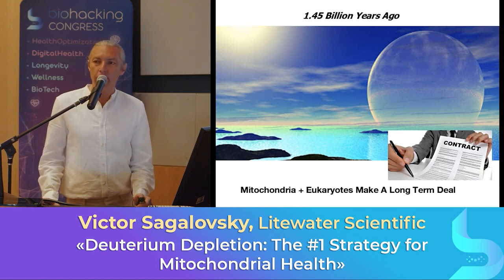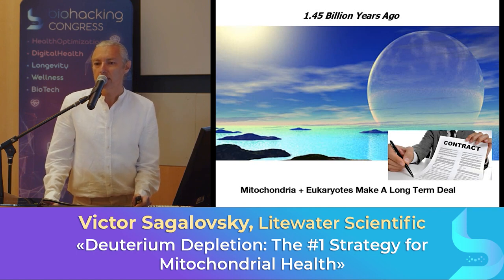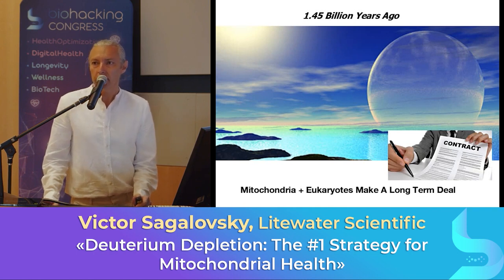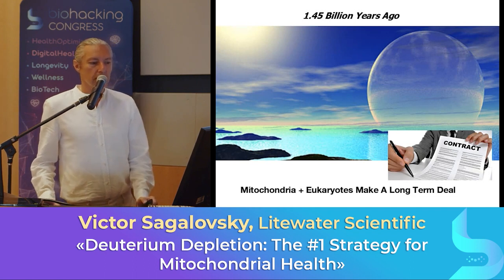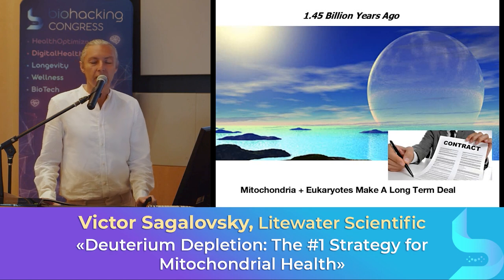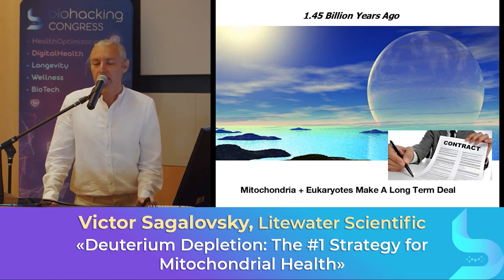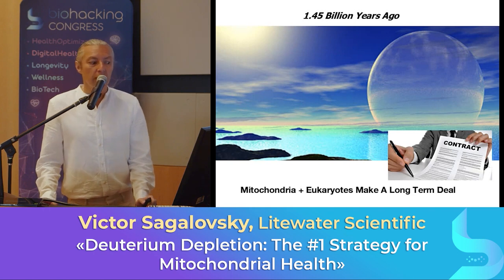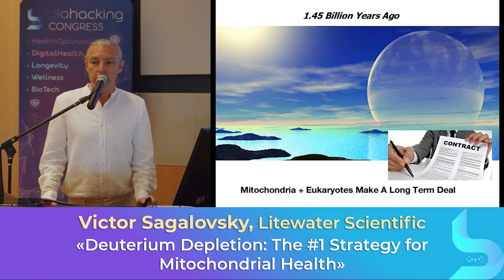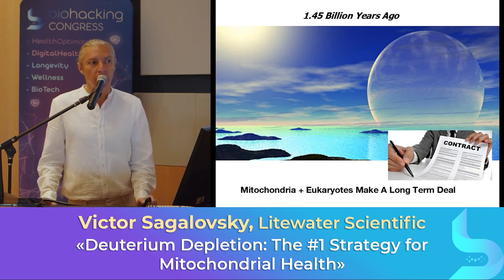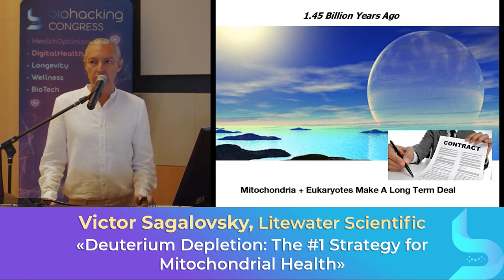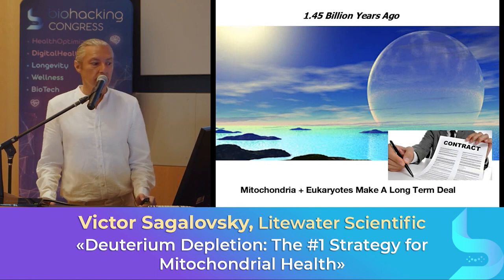And this is because 1.45 million years ago, eukaryotes, which were the first cells, not the first cells on the planet, but the first cells to use oxygen as a strategy for life, made a deal with these other organelles. We don't know where they come from, and these organelles are mitochondria. The deal they made was that the eukaryotes, the cell, would provide the energy and the protection for the mitochondria, and the mitochondria will provide the metabolic water and later provide the energy. And this deal has been in place for 1.45 million years, rather successfully actually.